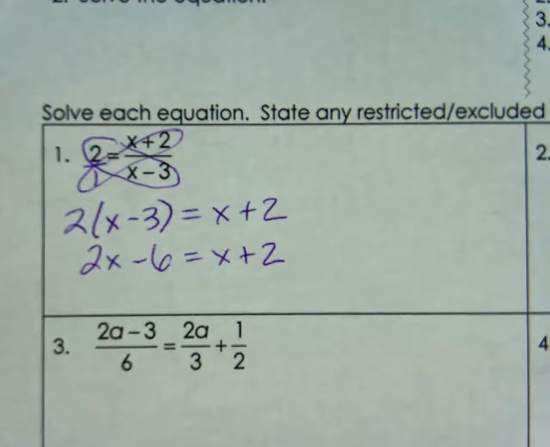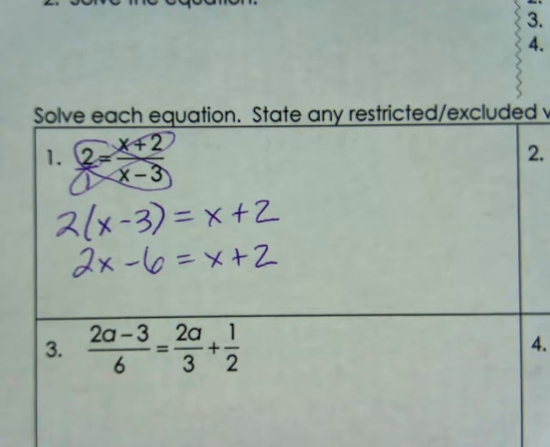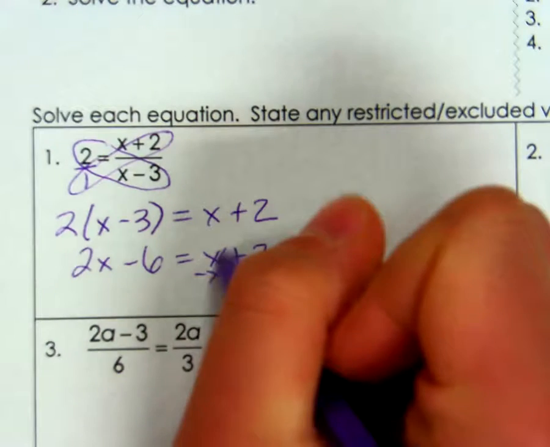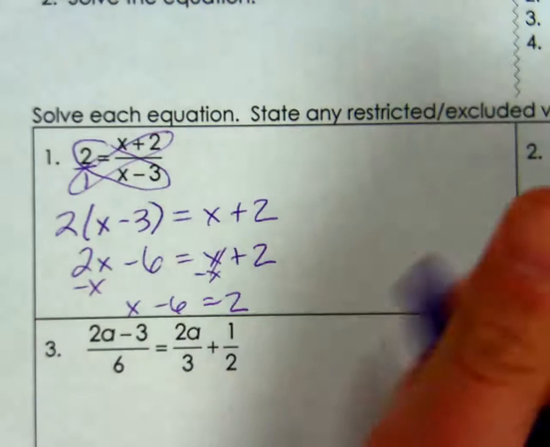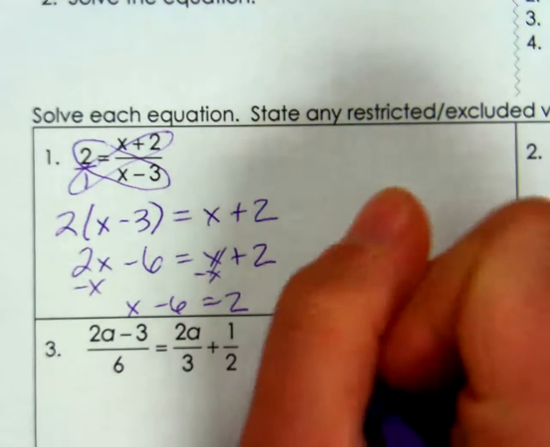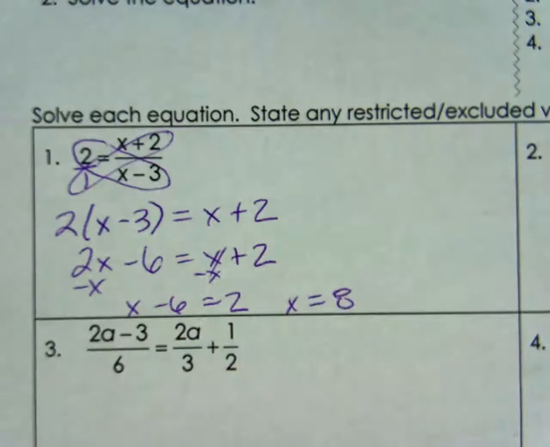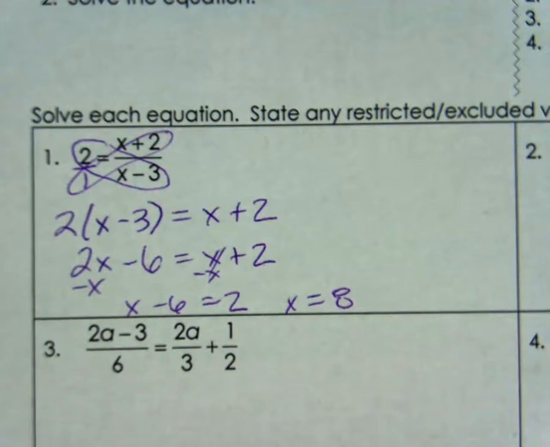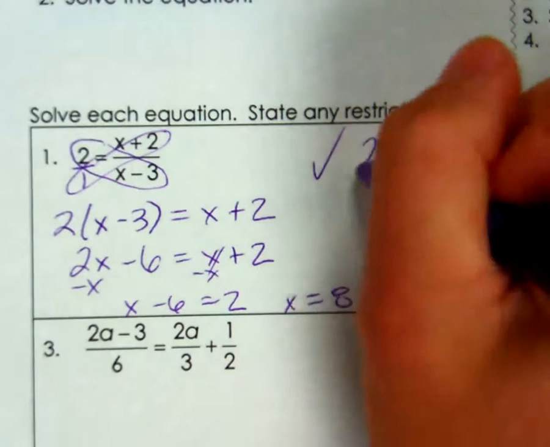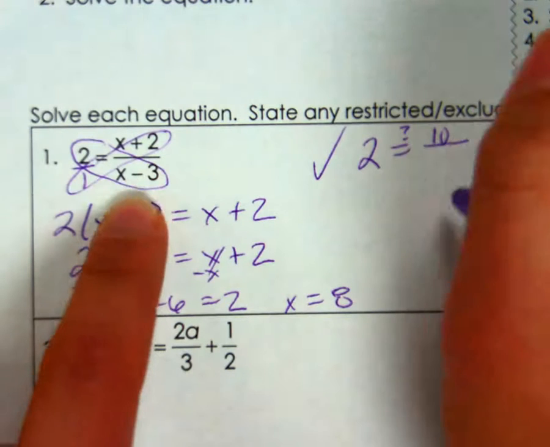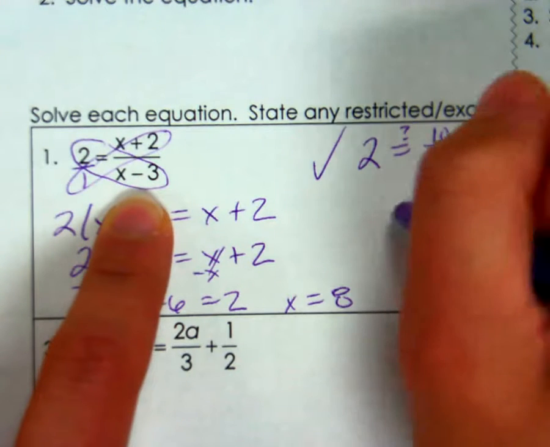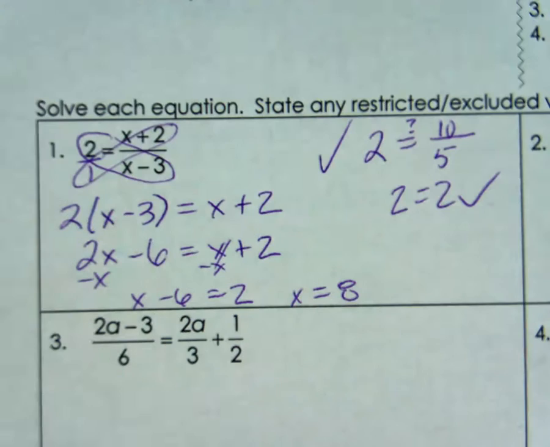And then you're going to solve that pretty basic equation by subtracting x from both sides. x minus 6 equals 2. And then you would add 6 to both sides. x equals 8. Never a bad idea to go check it. 2, does it equal? 8 plus 2 is 10, over 8 minus 3 is 5. 2 equals 2, so we're good to go.